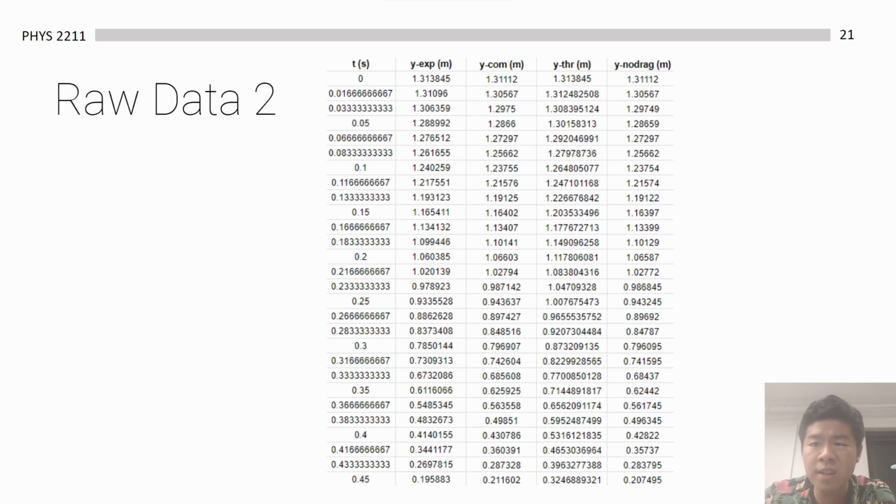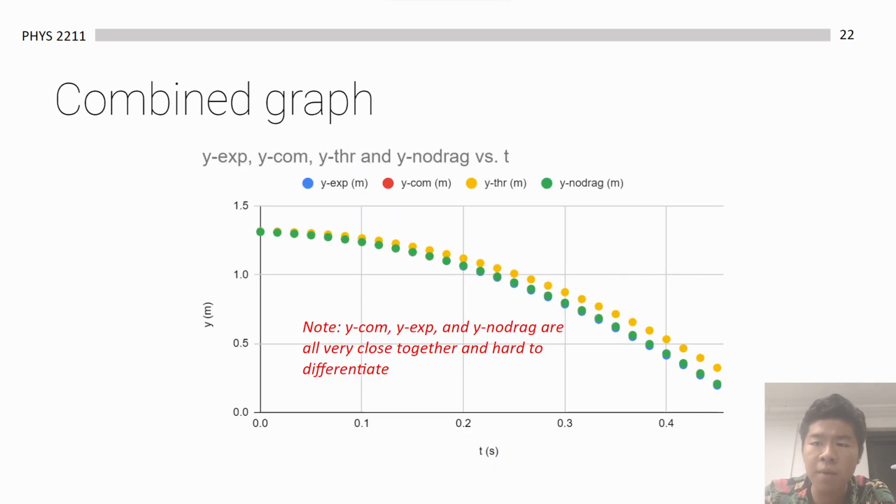I also threw in the theoretical model here from the math equation that we had at the start to compare it with the other models as well to see if it agrees. So here is the combined graph. You can see that the experimental and computational model, as well as the model of no drag, are relatively close together, while the theoretical model is slightly higher.